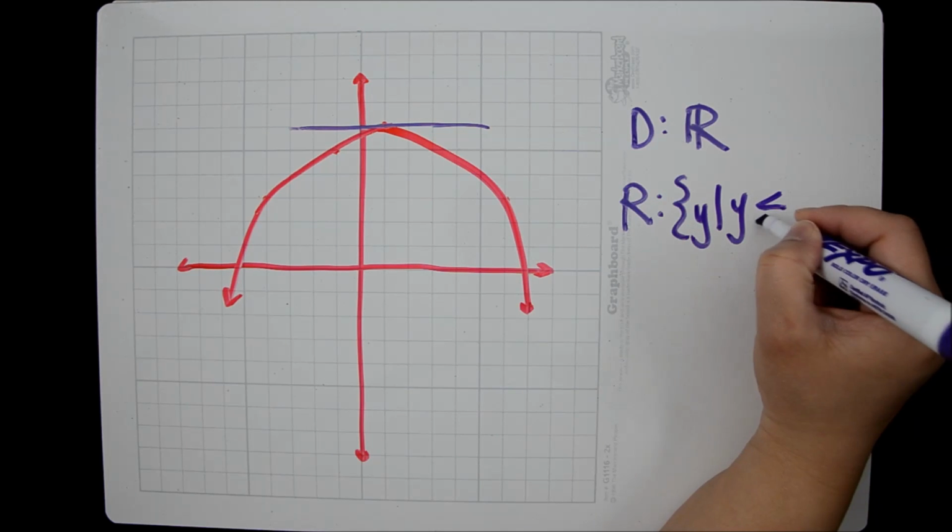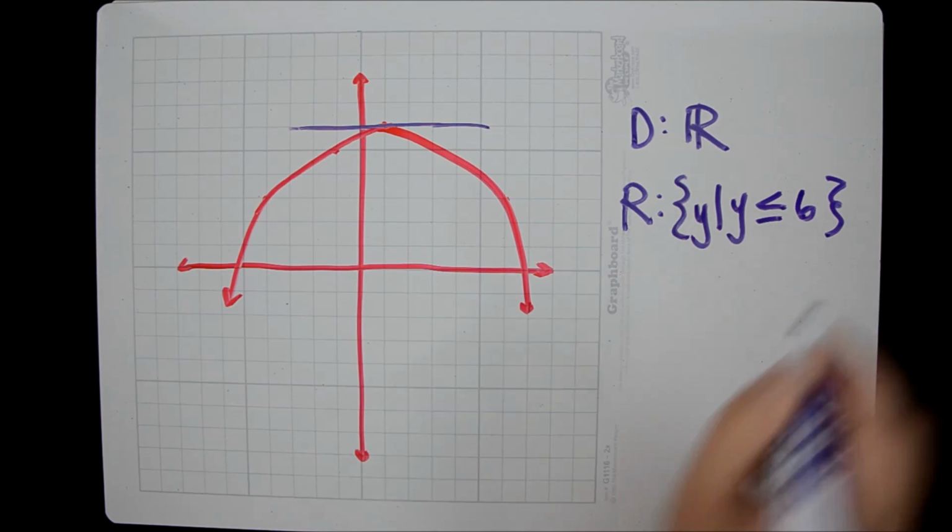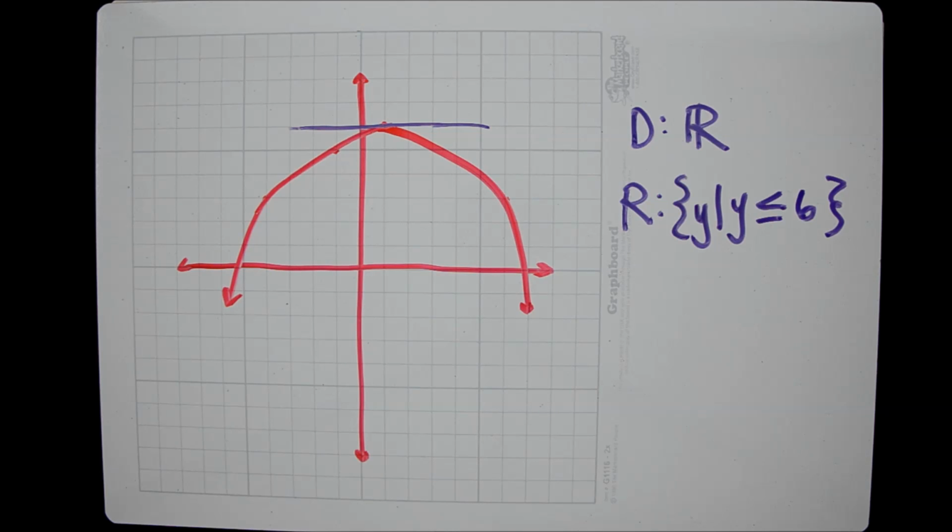So we're going to say y is the set of all y values, or our range is the set of all y values less than or equal to 6. And that concludes our lesson on finding domain and range of quadratics.